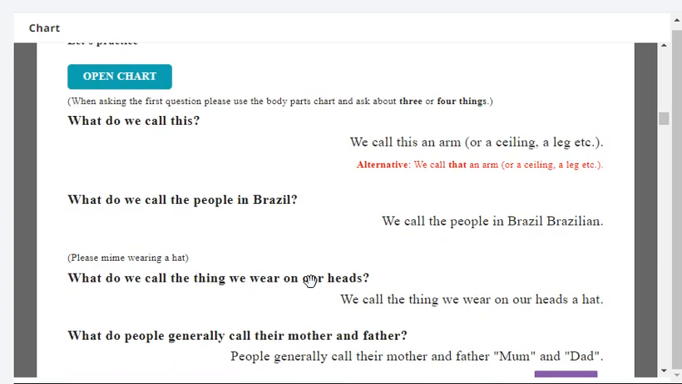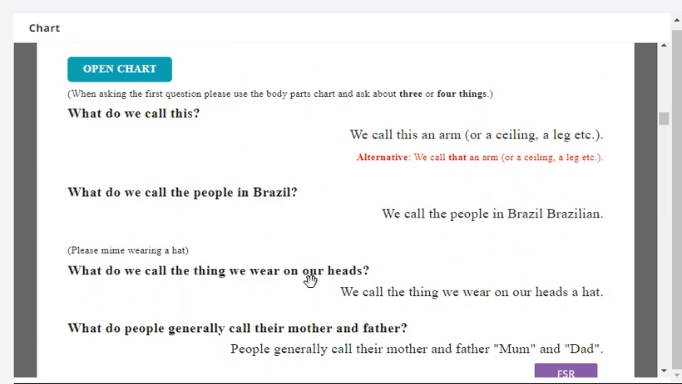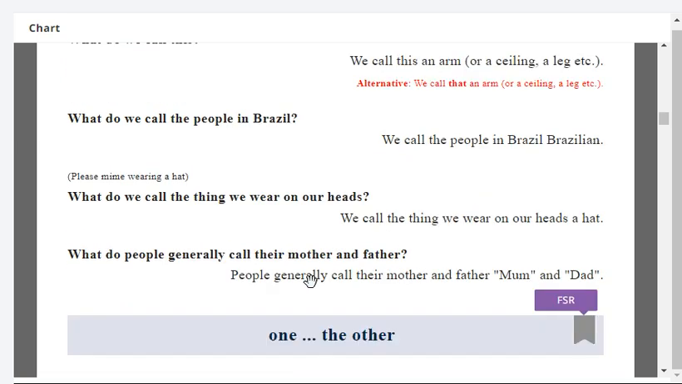Very good. What do we call this? We call that a pen. Very good. What do we call the people in Brazil? We call the people in Brazil Brazilian. Very good. What do we call the thing we wear on our head? We call the thing we wear on our head a hat. What do people generally call their mother and father? People generally call their mother and father mom and dad.